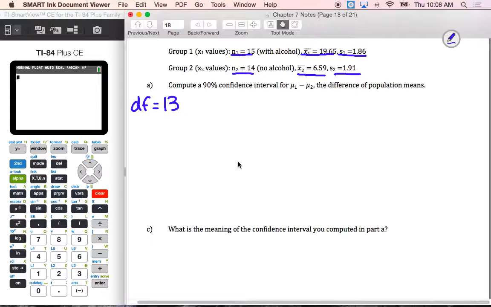So on your T-chart, you're going to look for 13, and we want 90%, so 0.900. So again, 13 and 0.900. So look that up in your T-chart. We should get our TC to be 1.771.